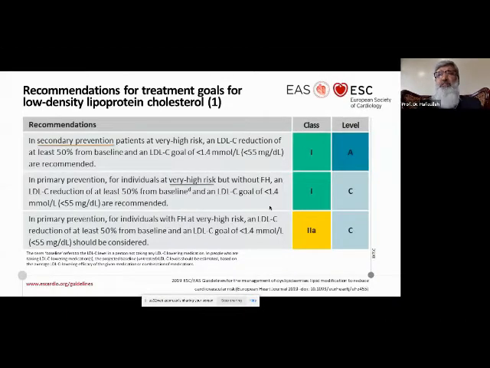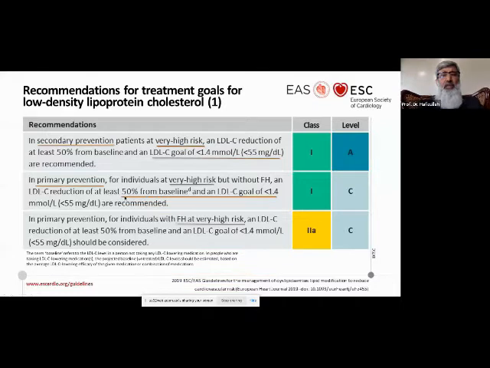The recommendations by the ESC are that in secondary prevention, patients at very high risk, remember the very high risk, the goal to achieve is 55 milligram or a 50% reduction from the baseline. For primary prevention, again, it is the same thing. People who are at a very high risk, you would like to achieve a goal of either 55 milligram or a reduction of more than 50%.